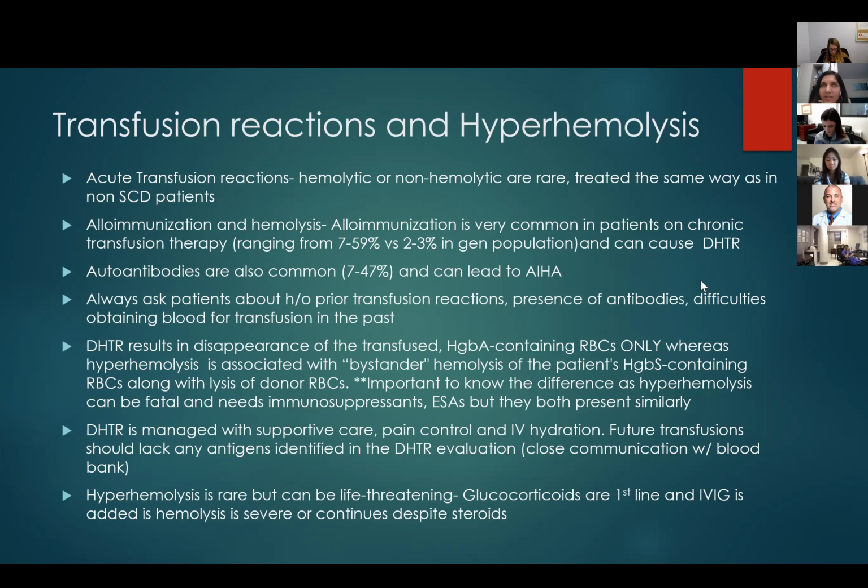So alloimmunization means that you're developing an antibody which is reacting with other persons' or donor RBCs, and that can lead to delayed hemolytic transfusion reaction, which happens anywhere between 2 days to 2 weeks after you've been transfused. At the same time, they can develop antibodies which attack their own RBCs, which are called autoantibodies, and that can lead to autoimmune hemolytic anemia.